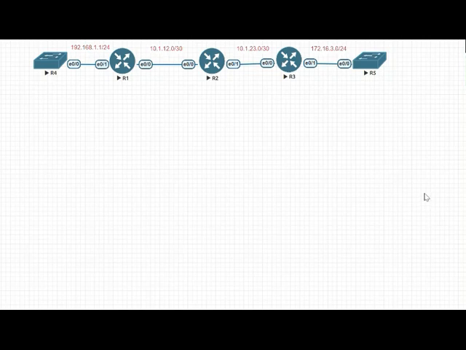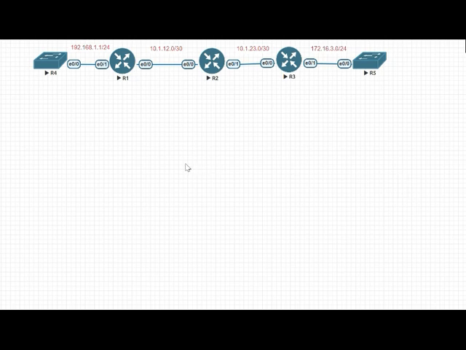Let's look at the traditional configuration of EIGRP. So here we have a few routers, router 1, router 2, and router 3. They are going to communicate using EIGRP as their routing protocol.